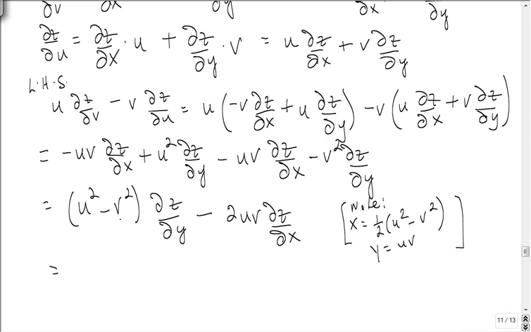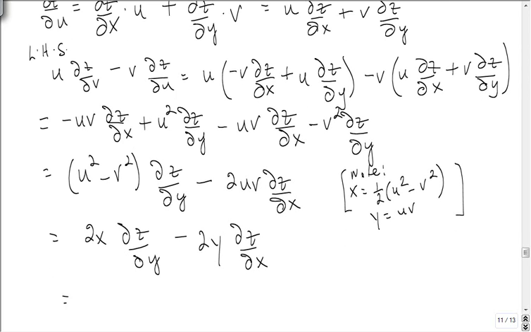So what is U squared minus V squared in terms of X? Anybody? What is this? 2X partial Z partial Y, and UV is just Y, so that's minus 2Y partial Z partial X, and we're done. Just factor out the 2: X partial Z partial Y minus Y partial Z partial X. Done.